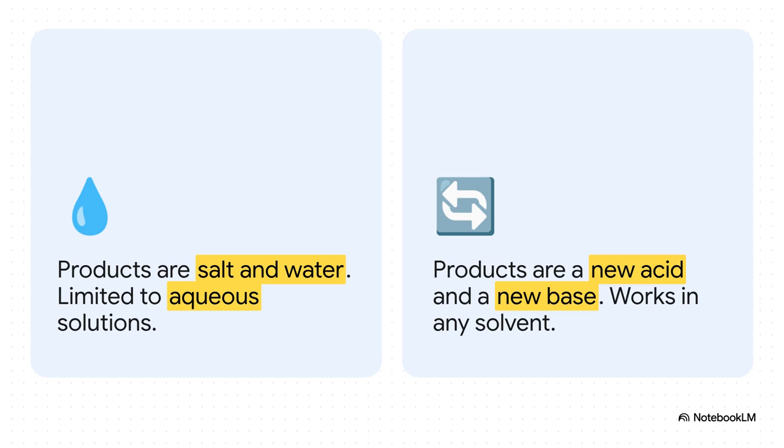In this new theory, it's not just a small tweak, it is a major, major upgrade. It's not stuck in water anymore. It works in any solvent, even with gases, and it totally changes the way we think about the outcome. Instead of just getting salt and water, the reaction now creates a brand new acid and a brand new base, which we call conjugate pairs. It's just a much more powerful and versatile way of looking at these reactions.